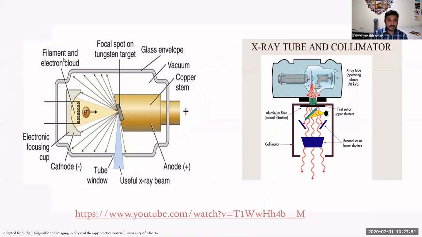Okay, so the filament electron cloud, from here the electrons are passed into the tungsten target from which the X-rays are produced. I'm going to show a small video which explains neatly how the X-rays are produced. Okay, just a sec.